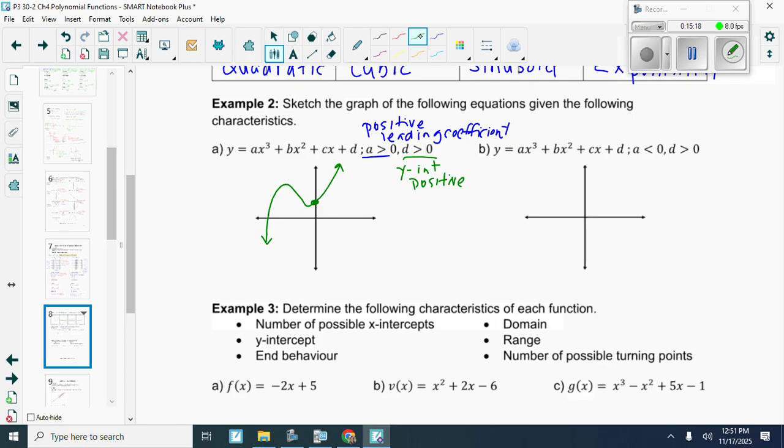How do you know where you're going to have the turning point? You decide. For this, you decide. You could have done this, or you could have done a point of inflection. There's nothing to tell us what. There are so many things that you can use. So lots of options, as long as you're going through a positive y-intercept and you're up on the right, down on the left. So do the next one.